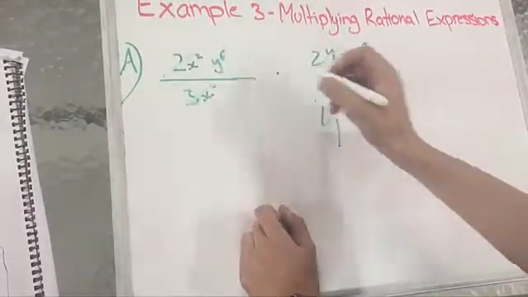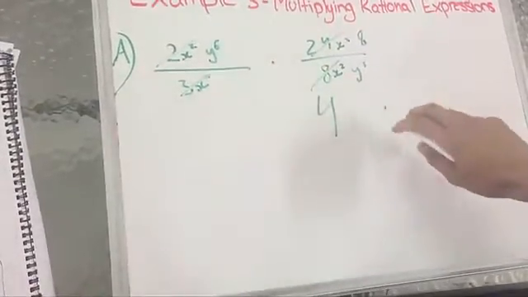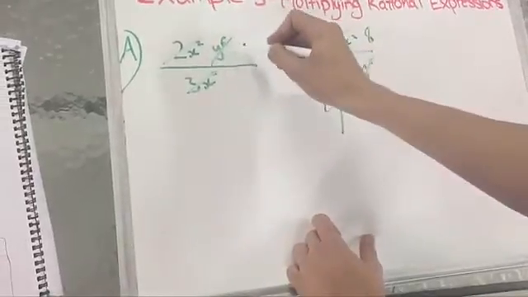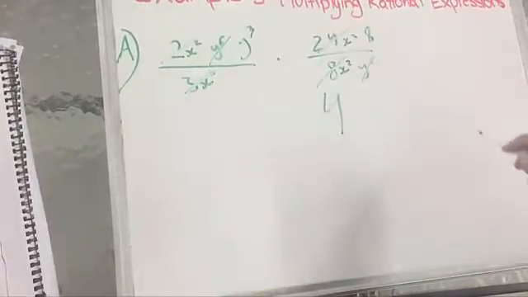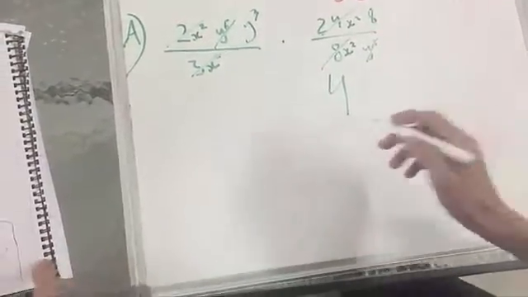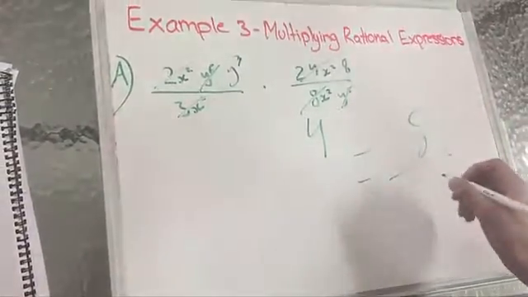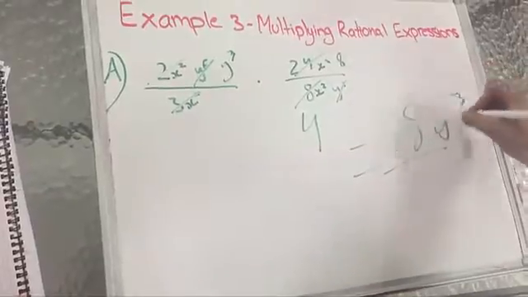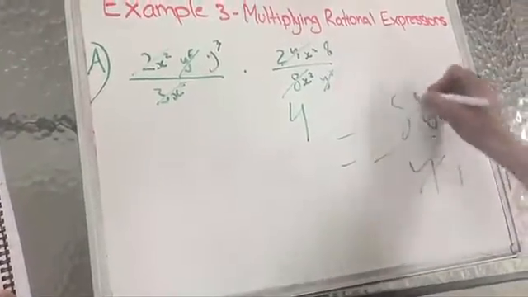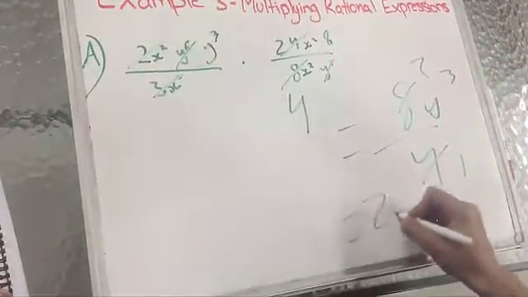And the y to the power of 6 and y to the power of 3, you can cancel them, it will be y to the power of 3. So the final, after we finish it, we will have 8y to the power of 3 over 4, which means the answer is going to be 2y cubed.